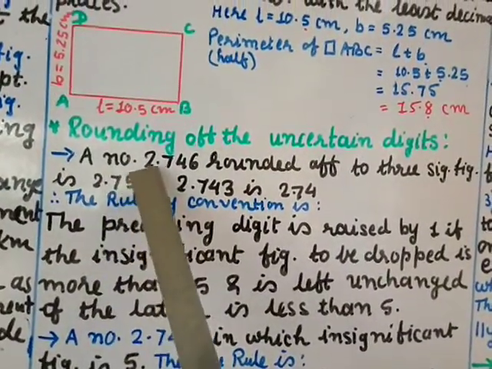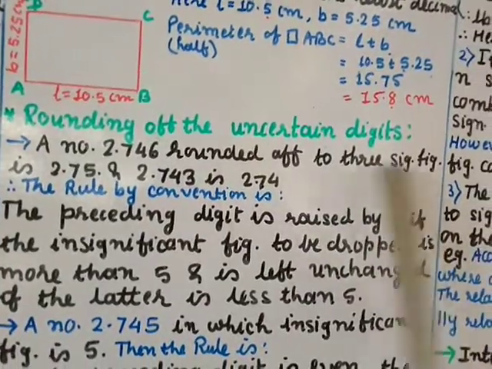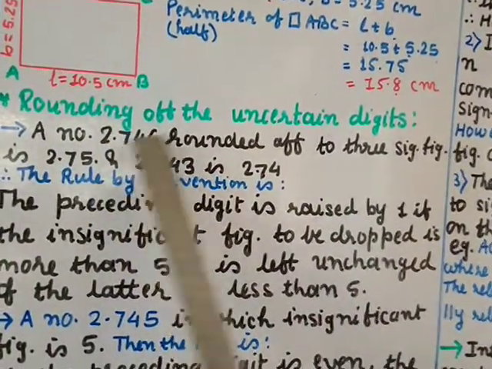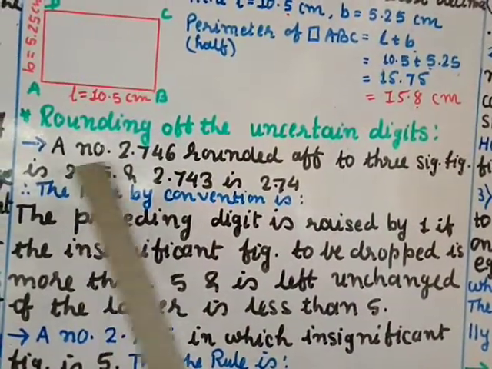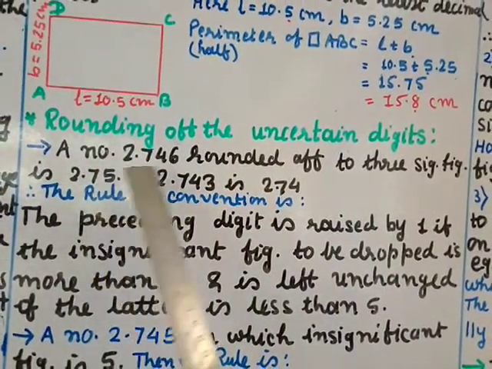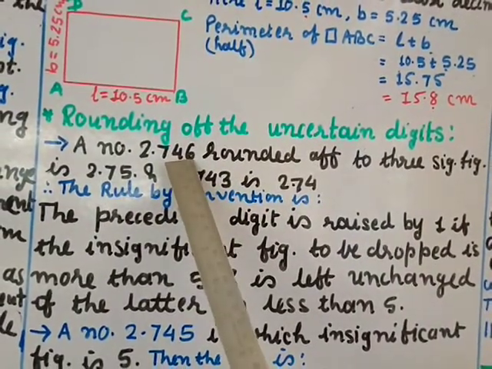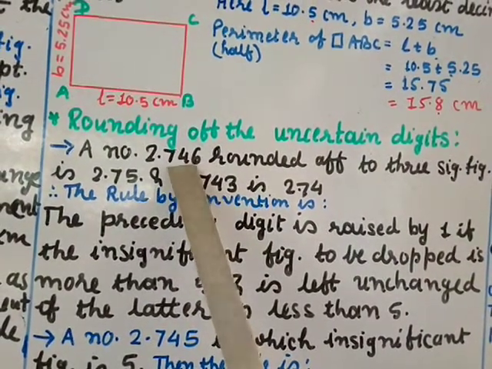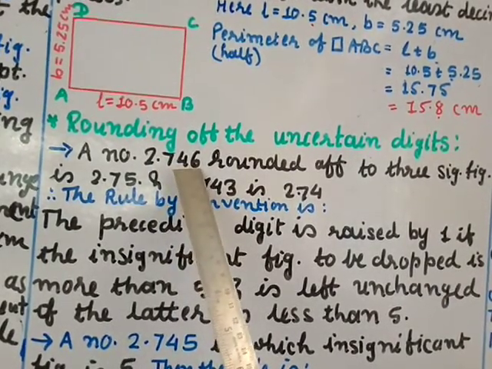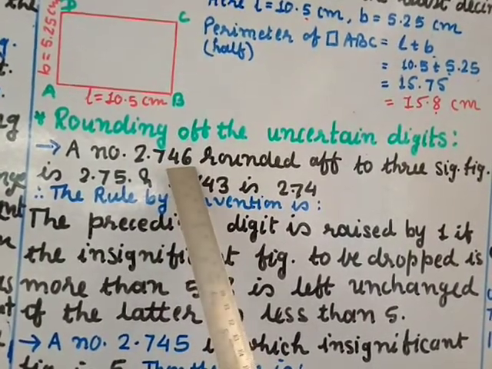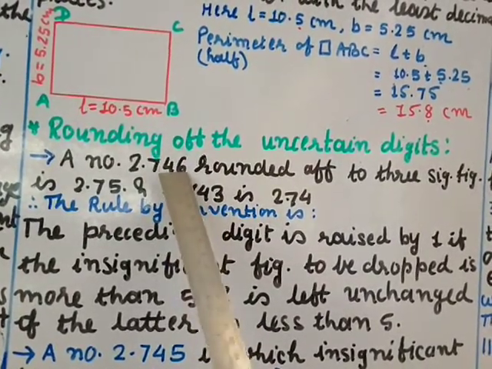A number 2.746 rounded off to 3 significant figures. Here there are 1, 2, 3, 4 digits. Suppose we want to round to 3 significant figures, then it will become 2.75. Why? Because here 6 is there. I want to make up to 3 digits, so this has to be rounded off. If this number is greater than 5, then you have to add 1 here. If it's less than 5, then we don't add.